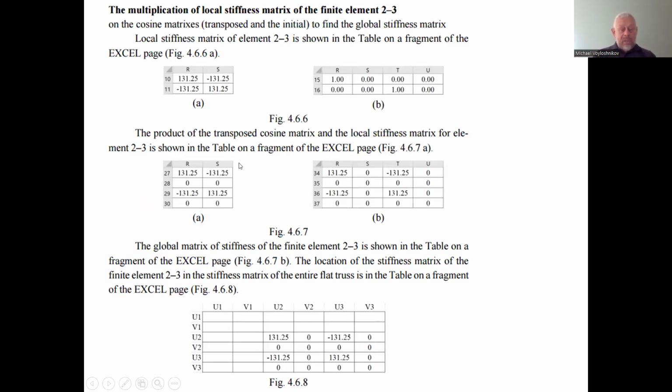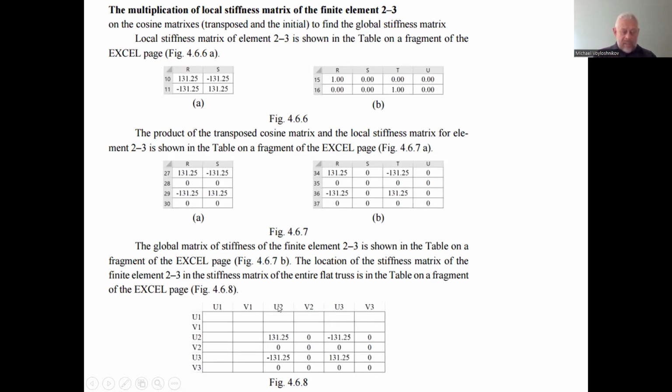I'm sorry. And we got the product of the stiffness matrix on the transposed matrix on the stiffness matrix. We got the product of the transposed cosine matrix on the stiffness matrix in local coordinate systems, and next we had the product of the intermediate matrix we got with the cosine matrix for the second element, and we inserted it in the cells of the template for finding the stiffness matrix of the mechanical system in the global coordinate system.